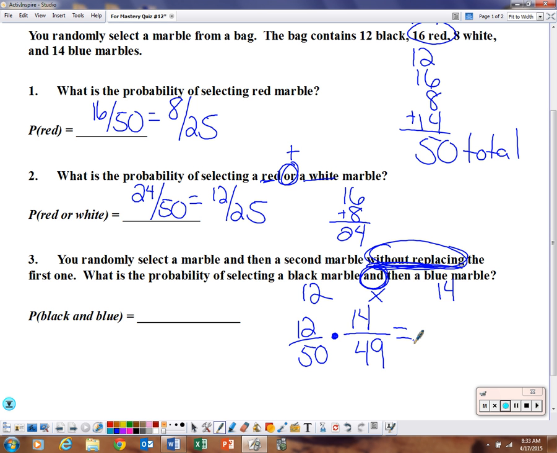And we get the answer of 12 over 175. So theoretically, if you did this scenario 175 times, this should happen only 12 times out of the 175 times. All right, the next one.